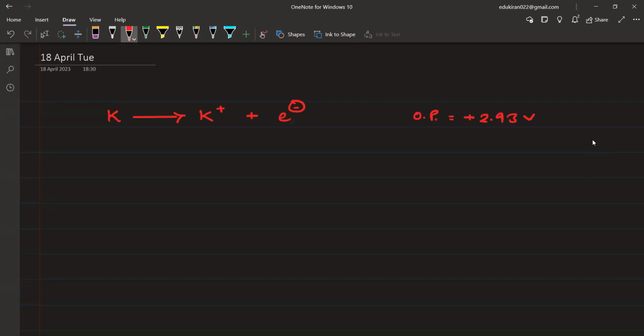If I just do the reverse, if I have K positive and I add an electron to K positive in order to get potassium metal. Now, obviously, the previous process, oxidation, was spontaneous. And if you are reversing the reaction, then obviously it is going to be a non-spontaneous reaction. And if it is non-spontaneous, then we have to give some electricity. For example, if I write the reduction potential, then this will be equal to negative 2.93.